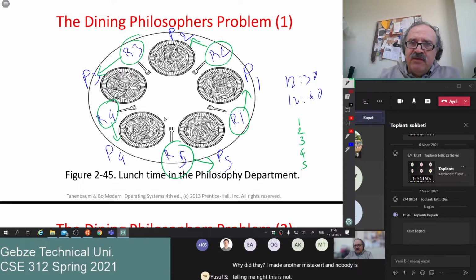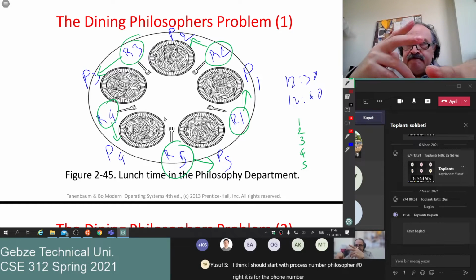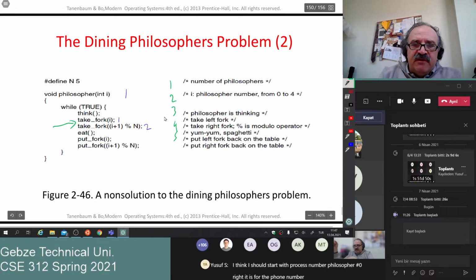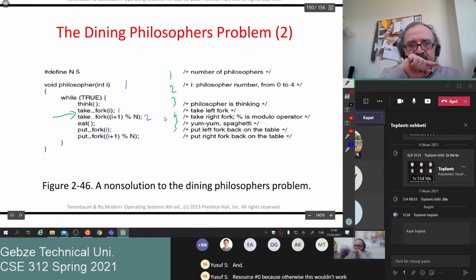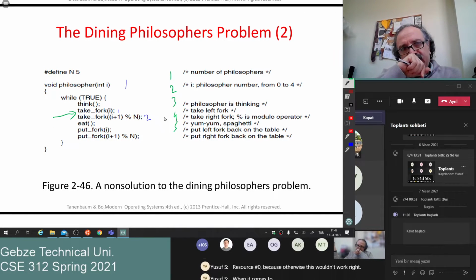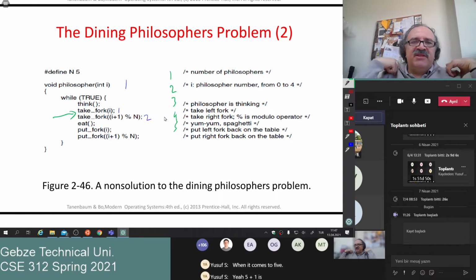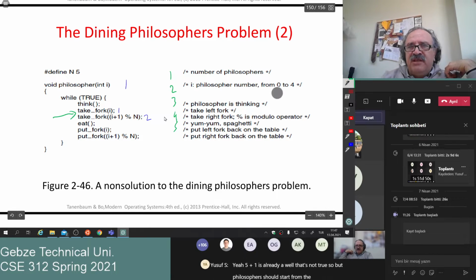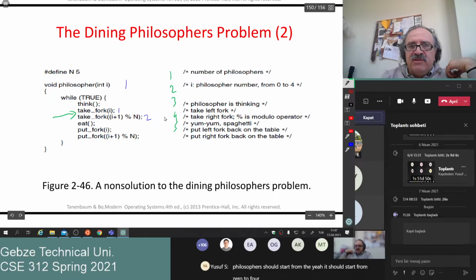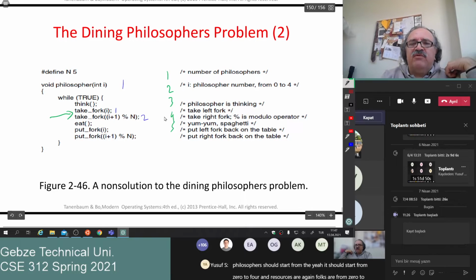Is that correct? When I do that, I think I should start with philosopher number 0 and resource number 0, because otherwise this wouldn't work, right? When it comes to 5, 5 plus 1 is already, yeah, that's not true. So philosophers should start from 0 to 4, and resources, forks, are again from 0 to 4, so that this modulo can work.